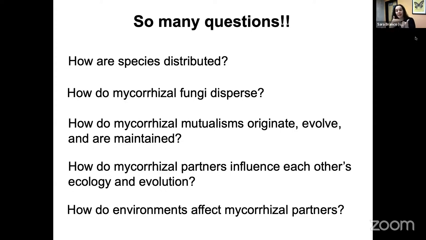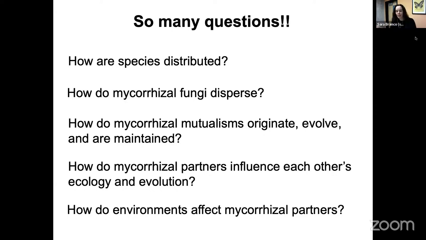And how does it evolve? What are the benefits for the plant and the fungus? How does this work? How do mycorrhizal partners influence each other's ecology and evolution? Do we have fungi shaping the evolution of trees and vice versa? If so, how?